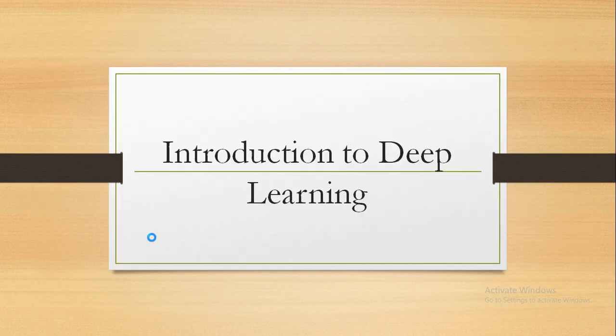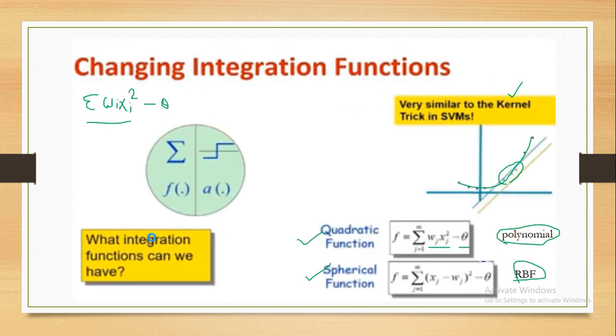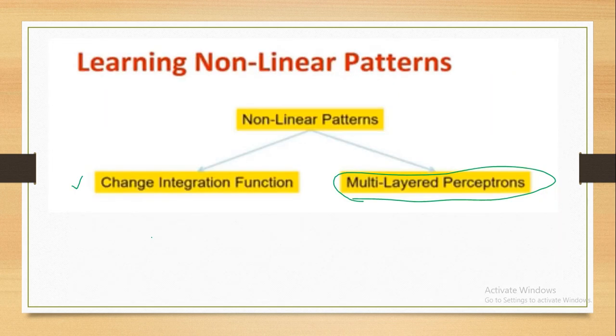Is it done? So to improve our output or accuracy, or to deal with non-linear data sets, we can do two things. The first thing we can do is change the integration function. The second thing, we can introduce more than one layer.